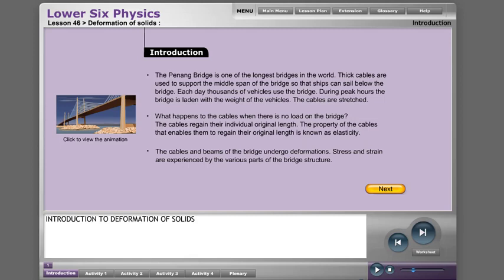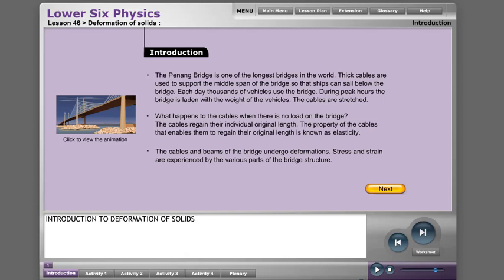Each day, thousands of vehicles use the bridge. During peak hours, the bridge is laden with the weight of the vehicles. The cables are stretched. What happens to the cables when there is no load on the bridge? The cables regain their individual original length. The property of the cables that enables them to regain their original length is known as elasticity.